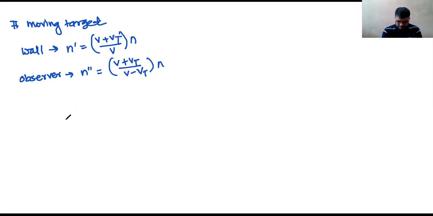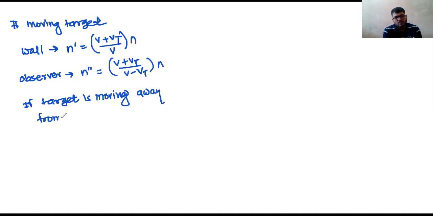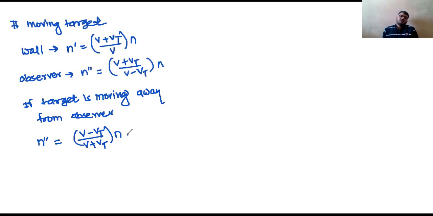If the target is moving away from observer, then N double dash is equal to V minus Vt divided by V plus Vt into N. Okay, this is the frequency when target is moving away. Next one, transverse Doppler effect. Just you have to take that angle, that is cos theta, already you know.